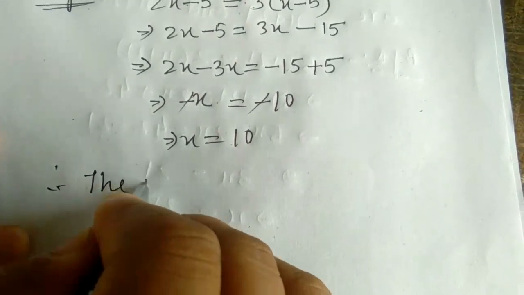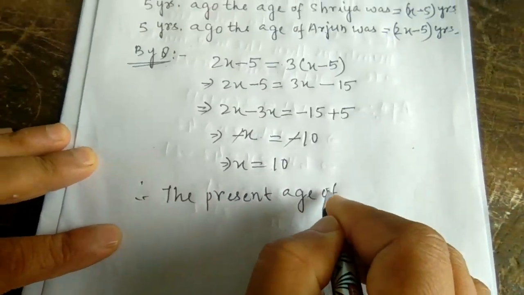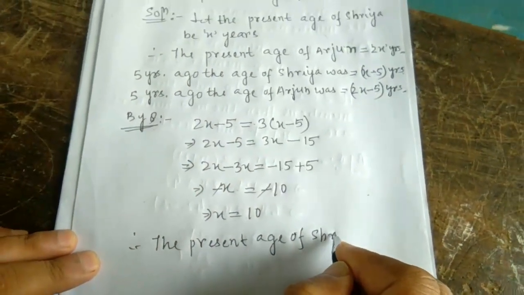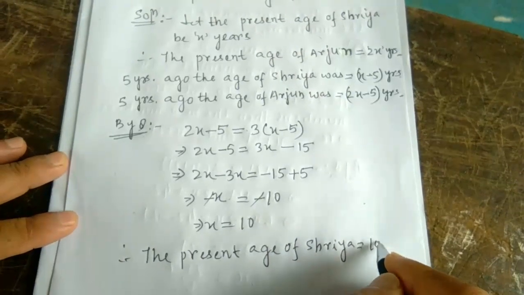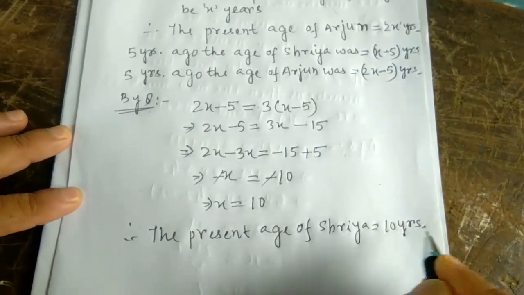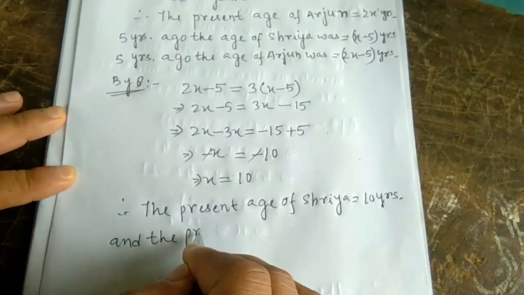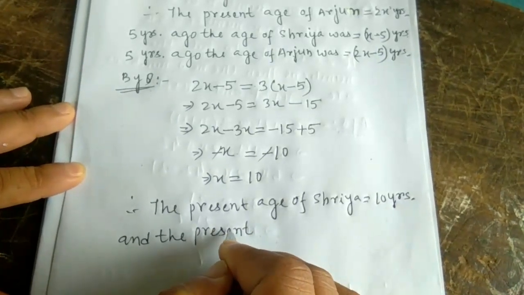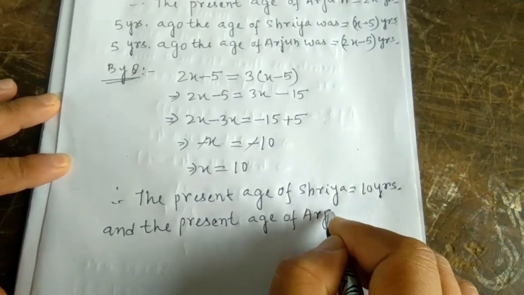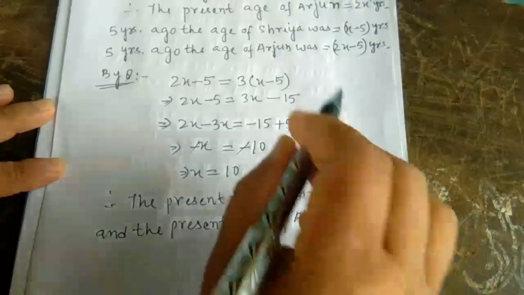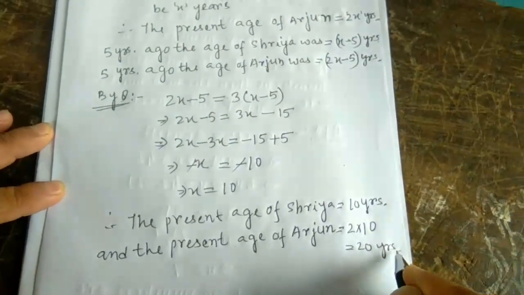Therefore, the present age of Shriya equal to, we have taken x, so the value of x is 10, so 10 years, and the present age of Arjun, we have taken twice x, so 2 times the value of x, which is 10, 2 tens are 20 years. Okay, this is the last question.